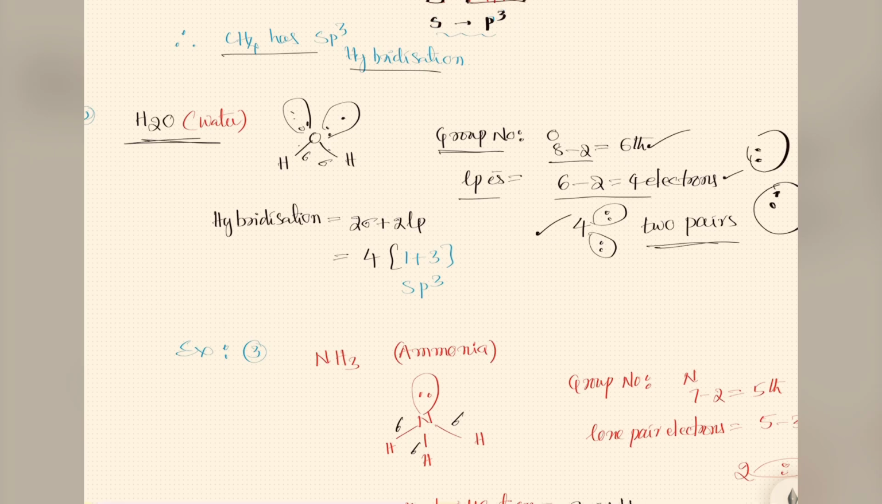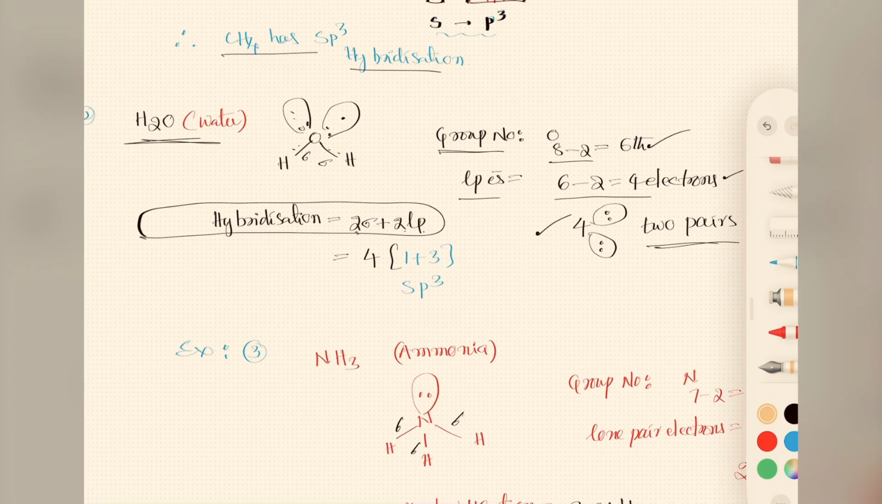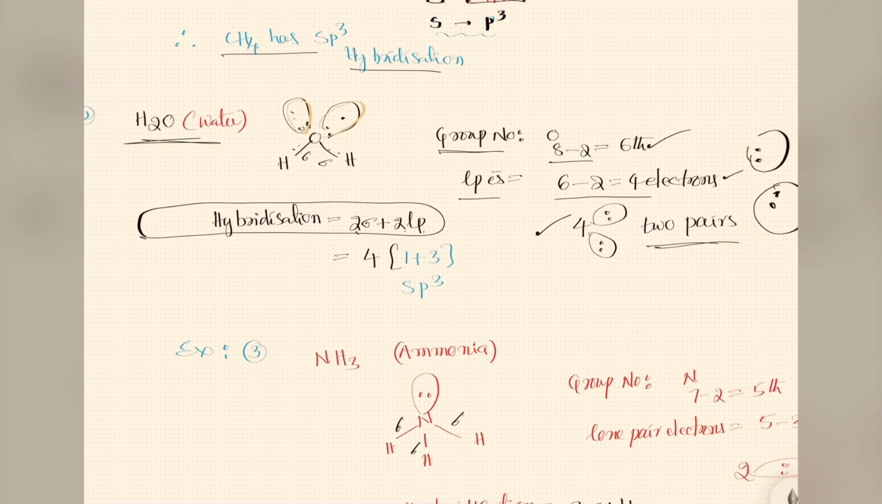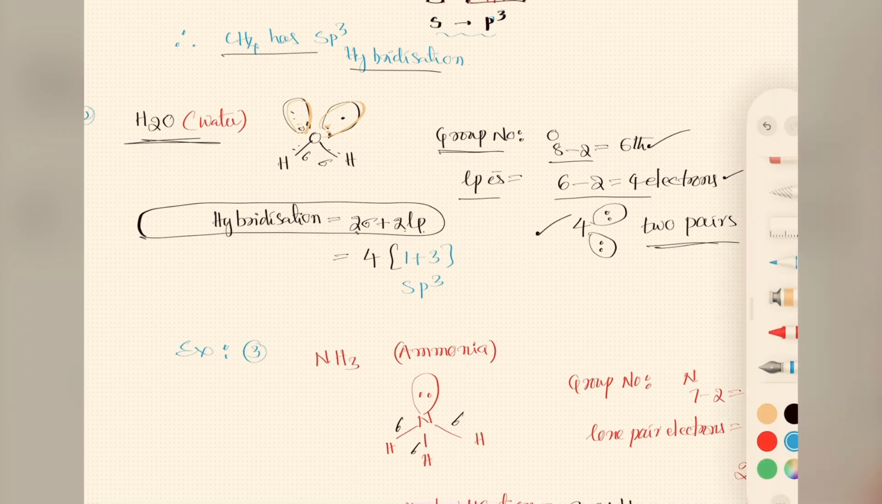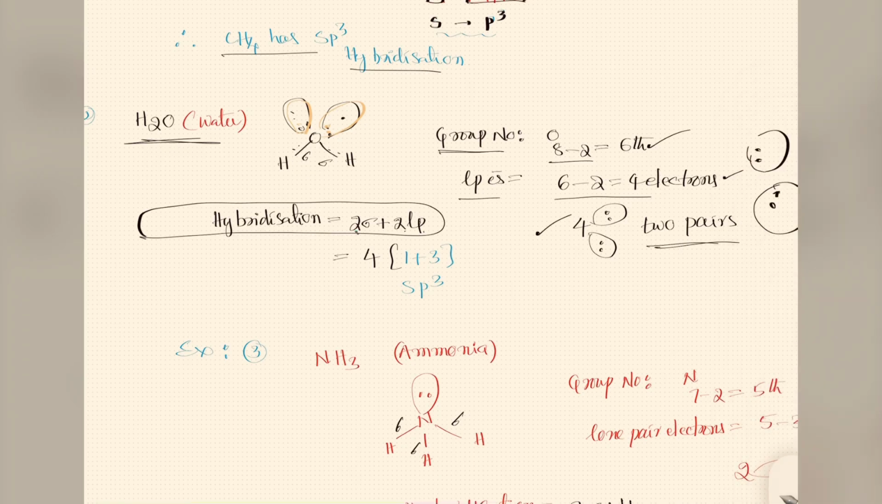So we can see the hybridization. Hybridization is equal to number of sigma bonds plus lone pairs. Here there are 2 sigma bonds in the molecule and 2 lone pairs. That's why I drew 2 lone pairs here: one lone pair here, and one more lone pair here. So 2 lone pairs are there. How many lone pairs are there, students? 2 lone pairs. So here 2 sigma, 2 lone pairs.